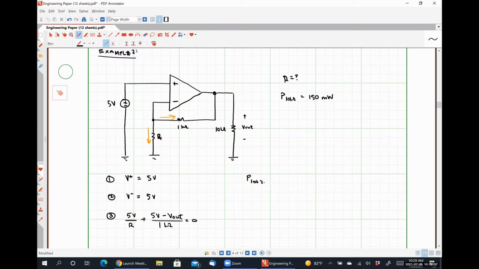P 10 kilo ohms is equal to V out squared divided by 10 kilo ohms. And it could potentially also be, let's call this right here, I out squared times 10 kilo ohms. If we wanted to solve this circuit, hopefully it's obvious, we would wind up using this relationship.